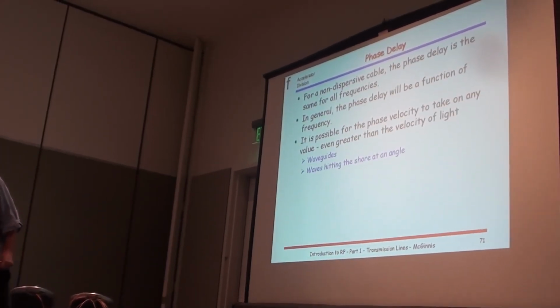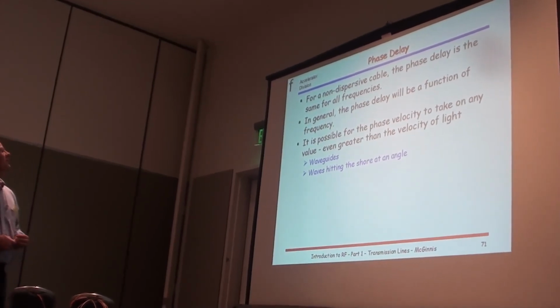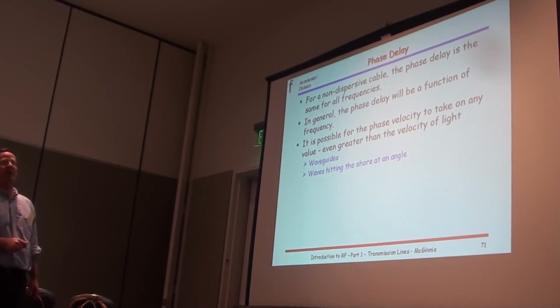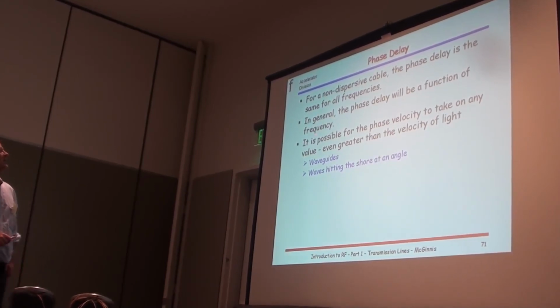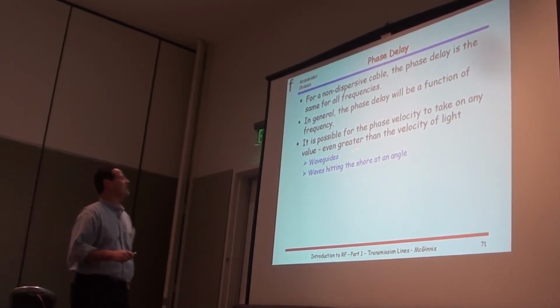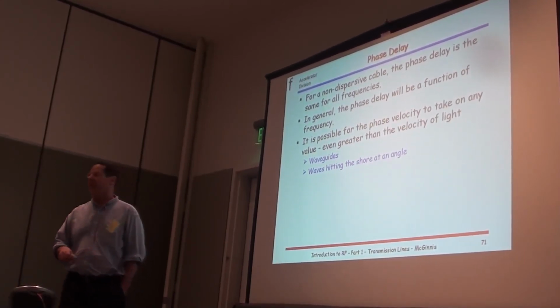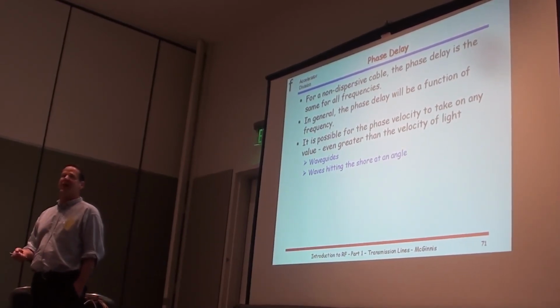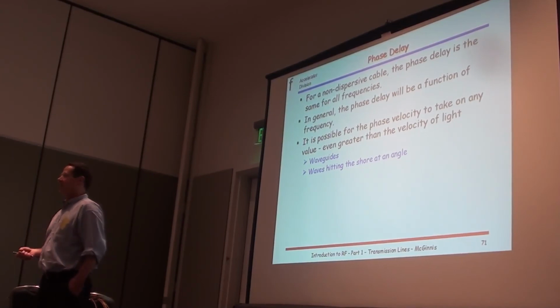So for a non-dispersive cable, the phase delay is the same for all frequencies. In general, though, the phase delay will be a function of frequency, and it's possible the phase velocity will take on a value even greater than the velocity of light. So the phase velocity of a waveguide can be greater than the velocity of light. And what does that mean? You can actually see this.